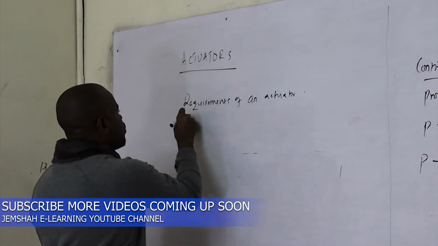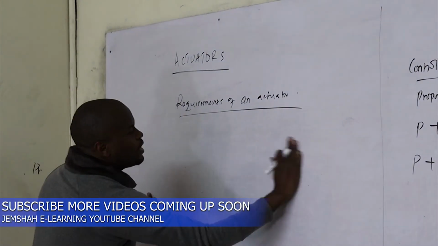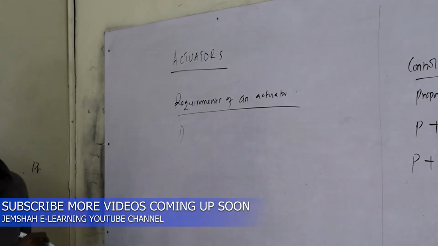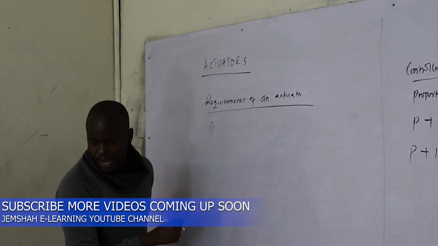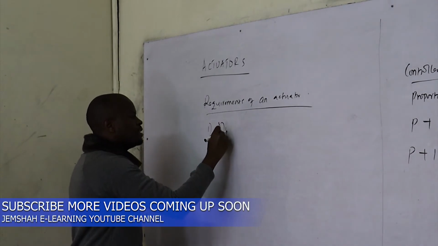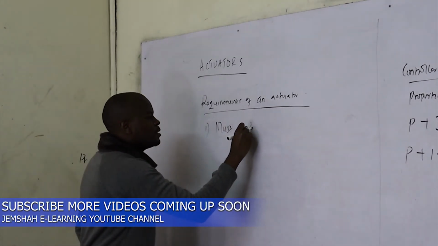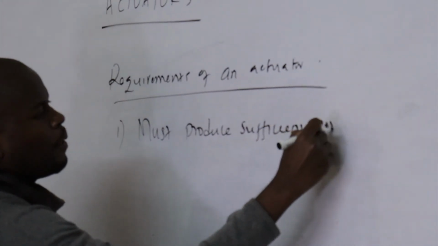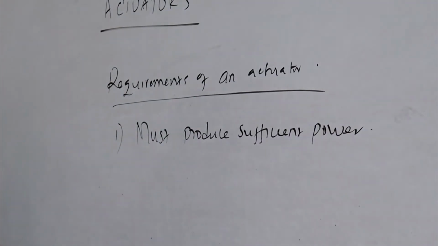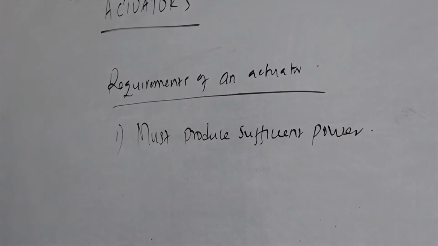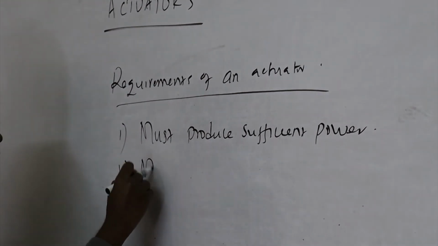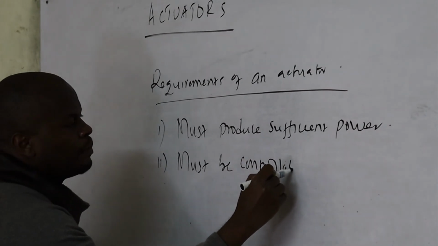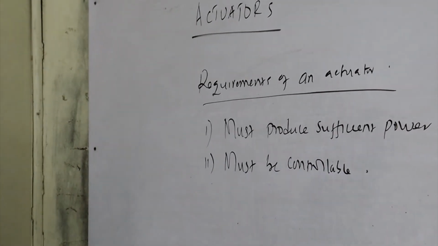So when you talk about the requirements of an actuator, we have said that one requirement is that it must be able to produce sufficient power. The other requirement is that it must be controllable.